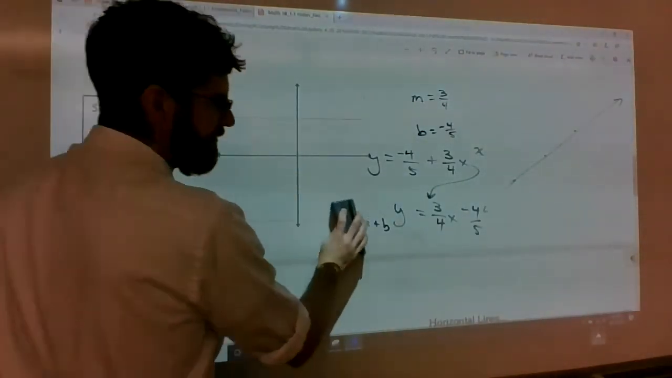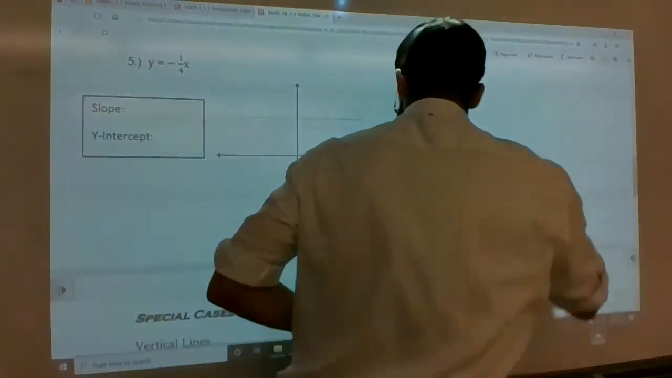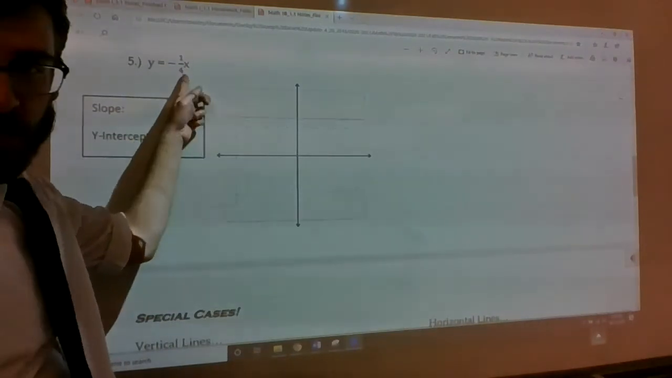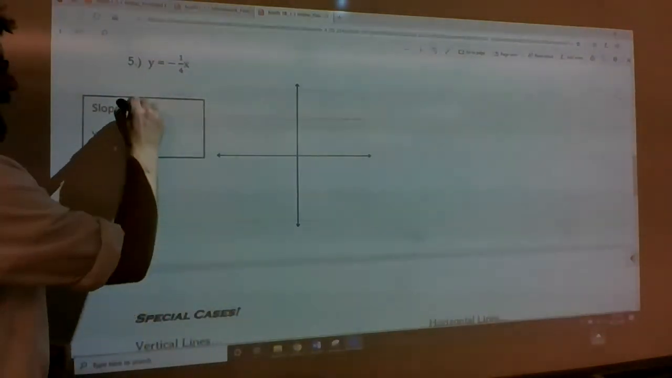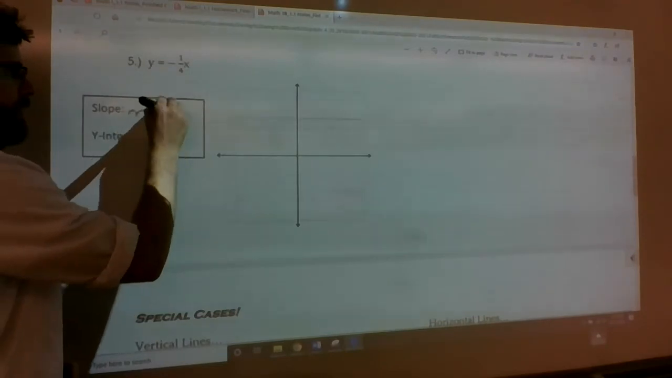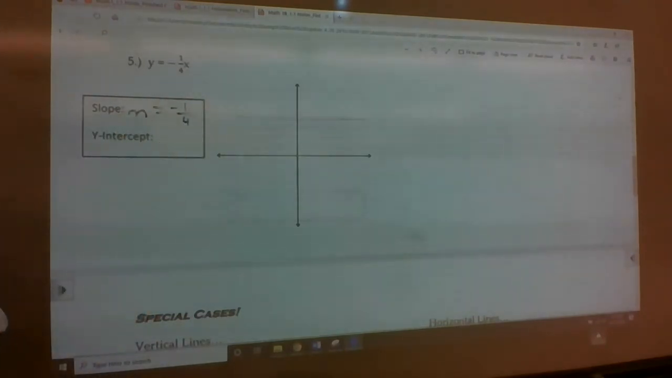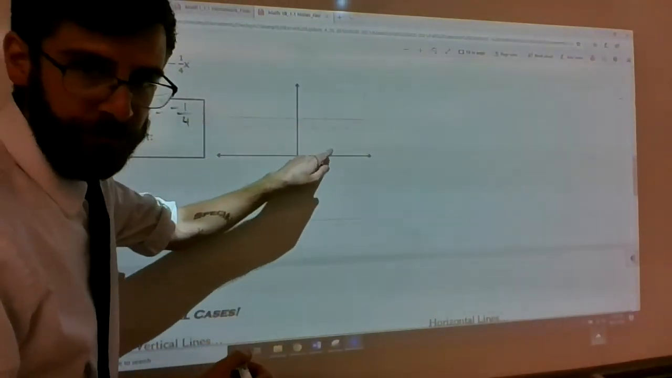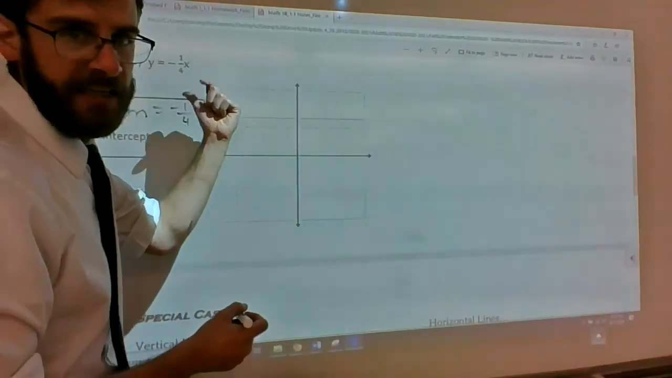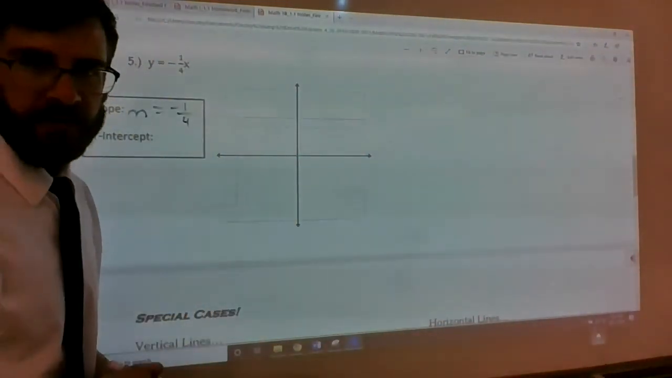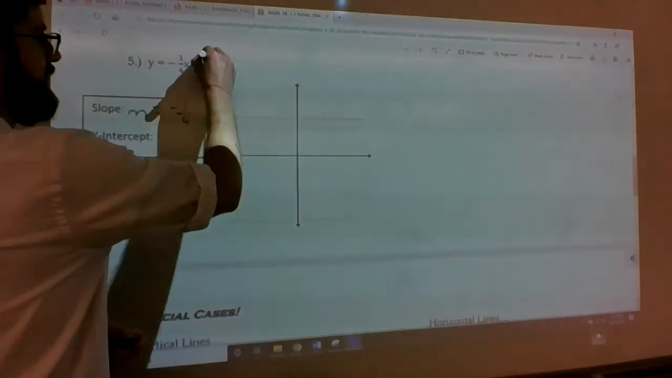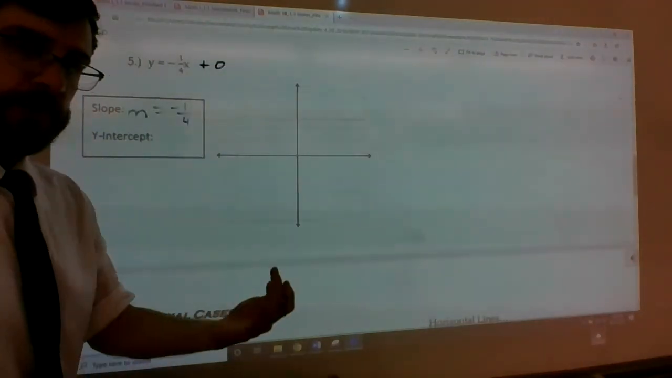Yes, so on number 5, there's only one number. It seems to be the number that's in front of x is what we always use for slope. So right away I can say our m is equal to negative 1/4. So wherever I'm starting from, it's going to go down 1, right 4, down 1, right 4, or up 1, left 4, up 1, left 4. If there's no starting point to speak of, they're just basically saying the mathematical number for nothing is 0. So 0 is the starting point.